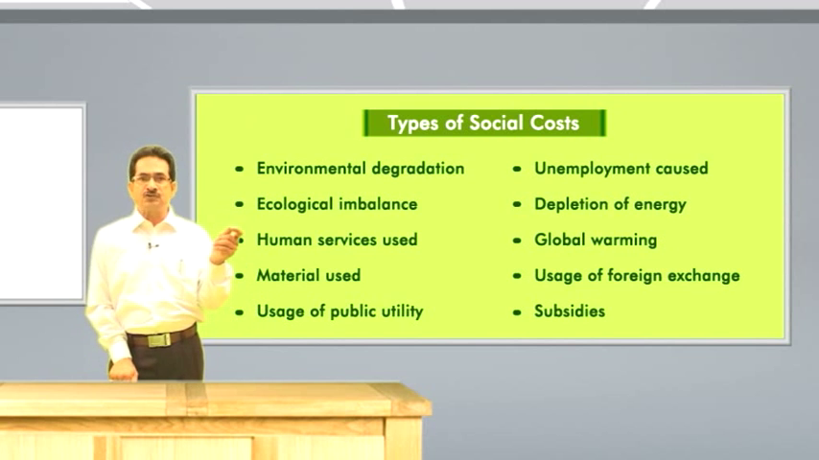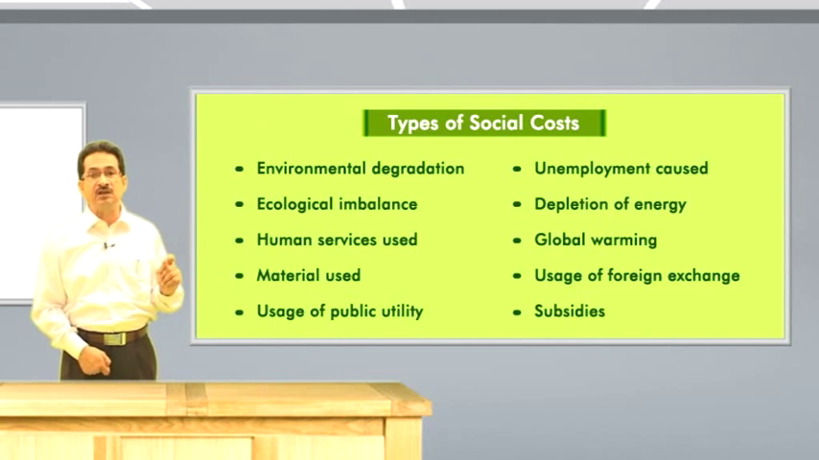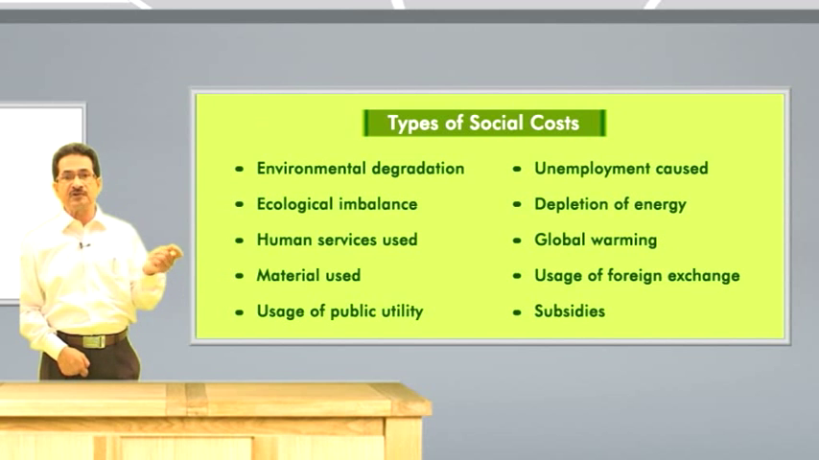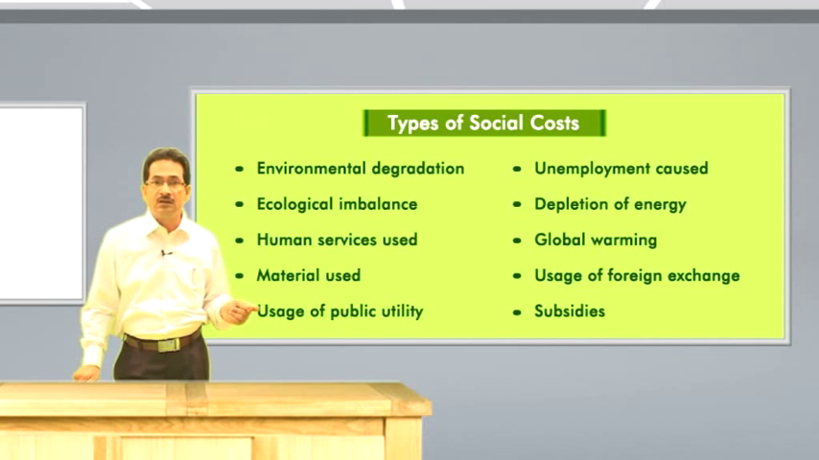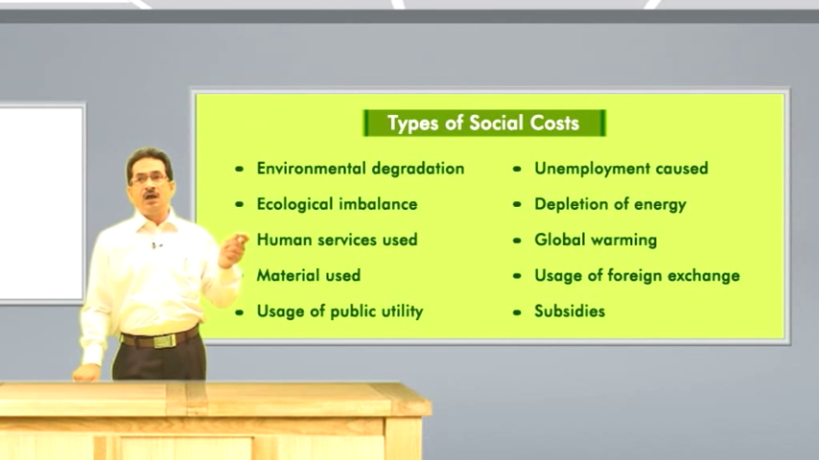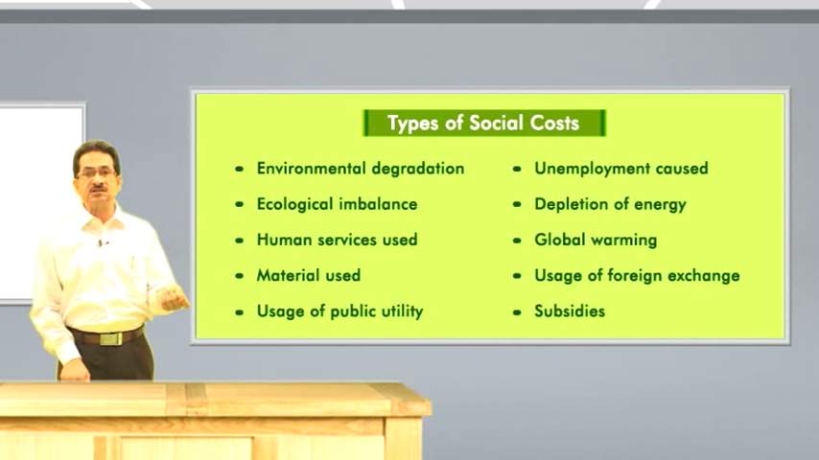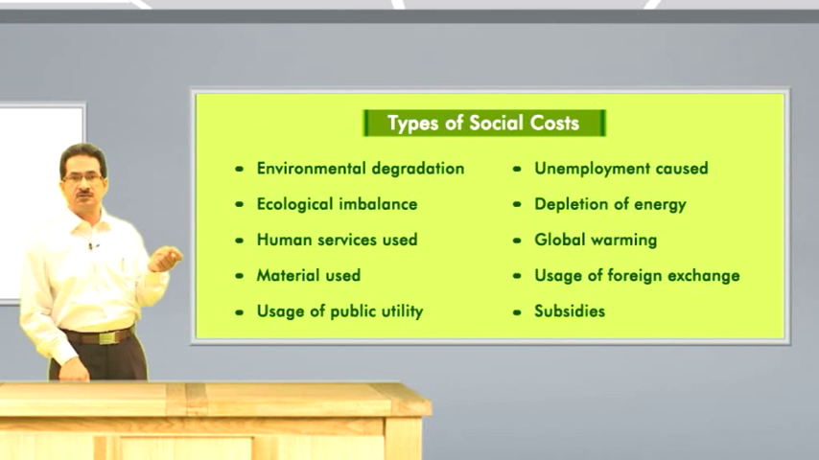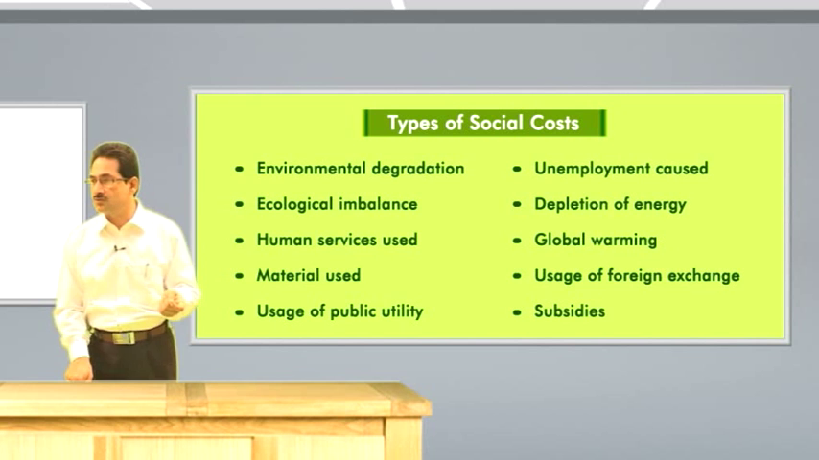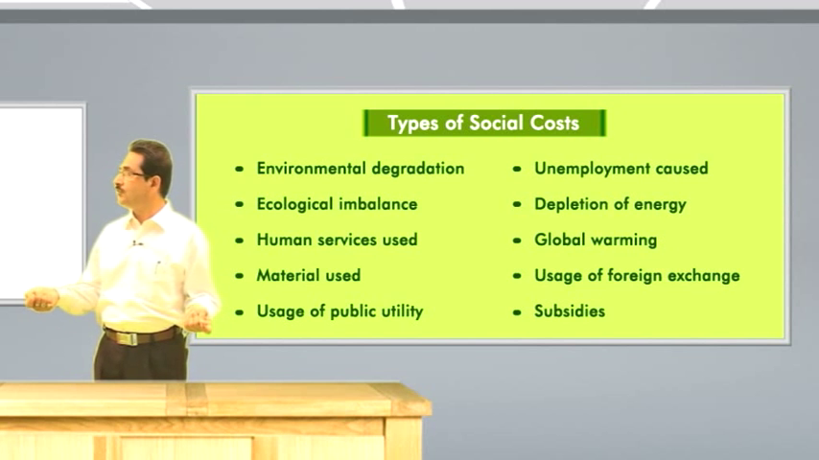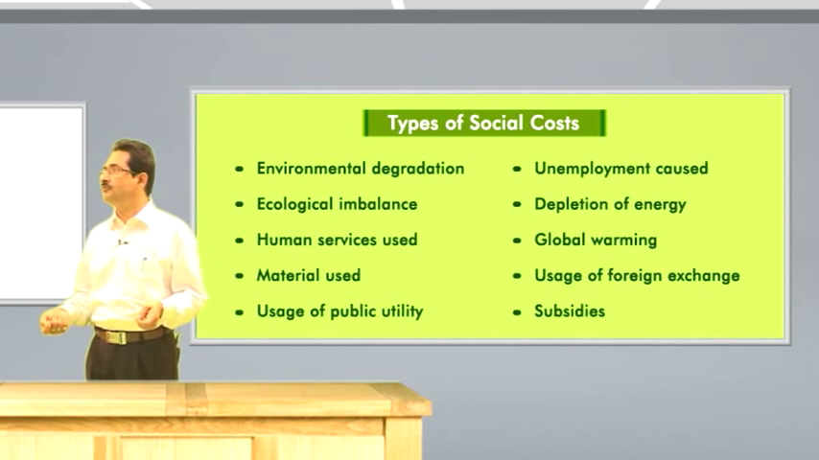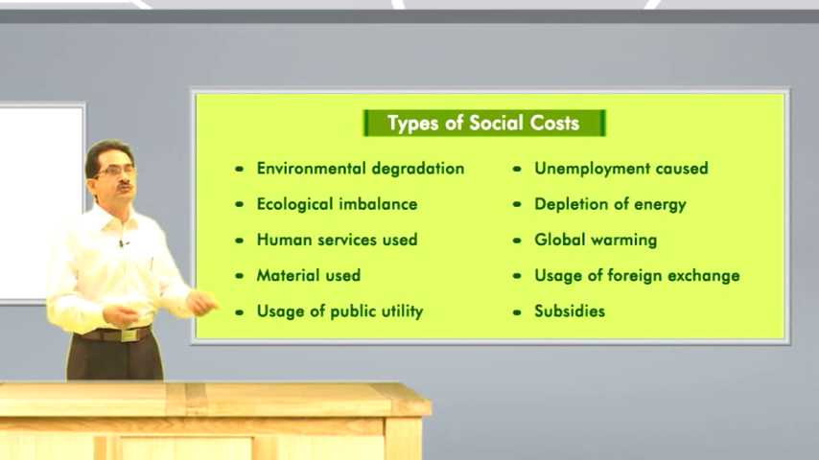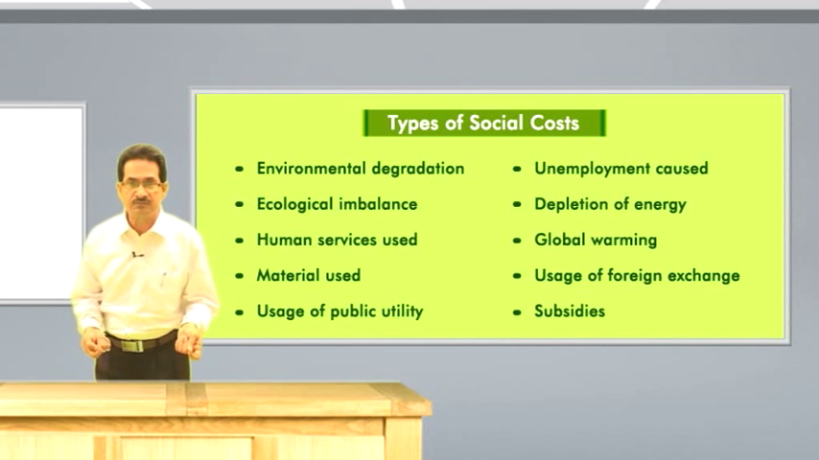Another type of social cost is human service use: migration of labor from farming to industry, occupational diseases, injuries and illness of workforce. The fourth type of social cost is material use: scarcity and price hike of materials for some other application. Whenever there is a big project in a locality, there will be always a scarcity and price hike of those materials which are used by that project as raw materials.